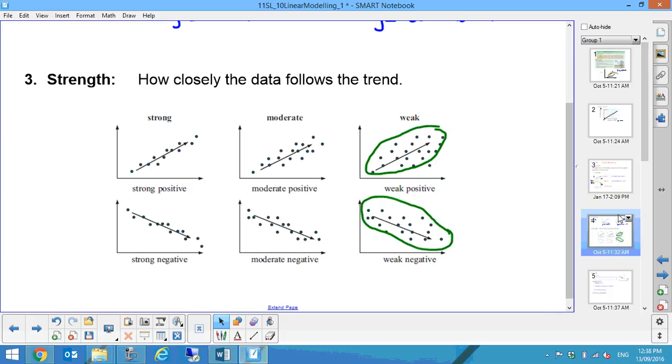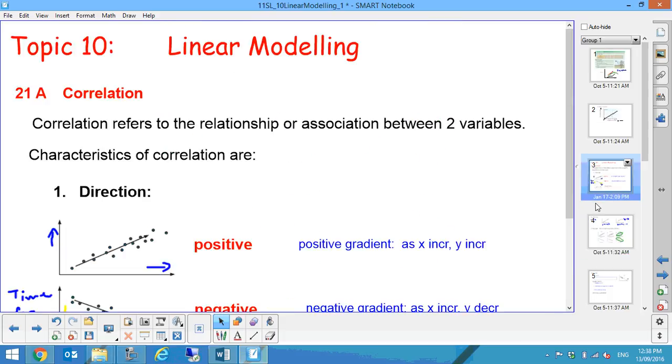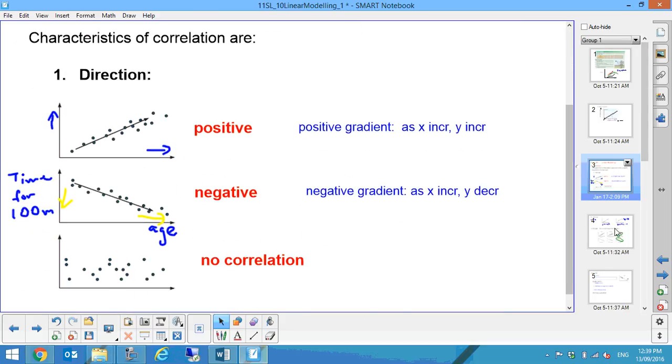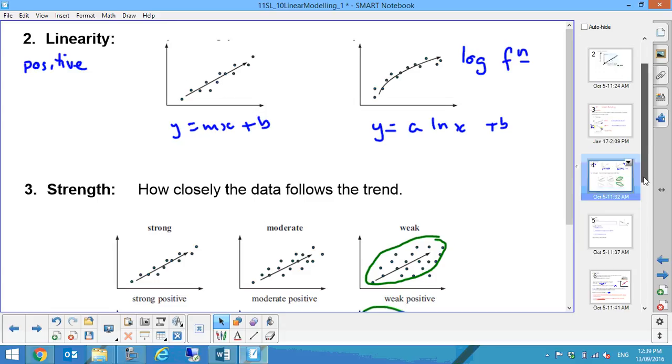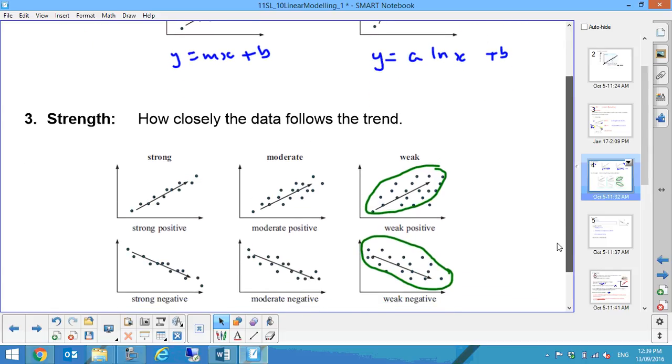So we've talked about direction: positive, negative, or no correlation. Linearity: do the points lie close to a straight line or some other function? It may not be. In this topic, we're mostly going to be looking at linear functions. And then the third one here is the strength. Is there a strong correlation, moderate, or weak?